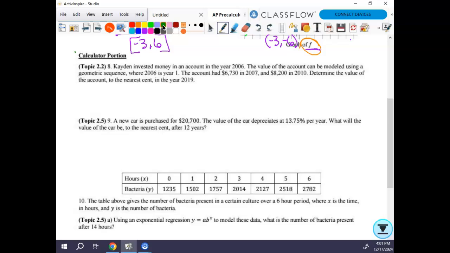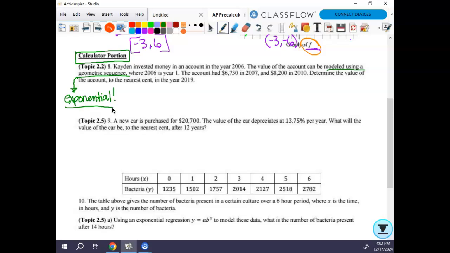So here, this is the calculator portion. Now I helped a couple people with this today. They had it worked out by hand, and I helped them with that. I'll be honest with you, I didn't read that it said calculator portion, so we could do this by hand. Some people did and did it accurately. However, this is a calculator portion, so we don't have to. It does say that it can be modeled using a geometric sequence, so that right there should scream exponential. Okay, it's an exponential function.